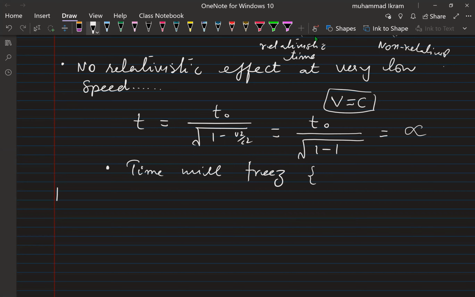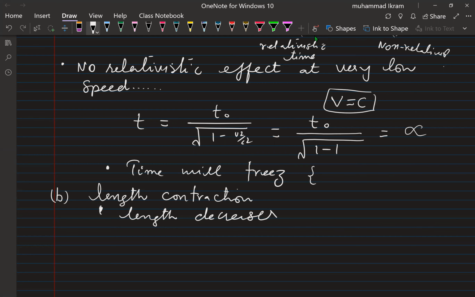The point B is the length contraction. The length of an object decreases, right? But remember, the length is contracted in the direction of motion, in the direction of motion.